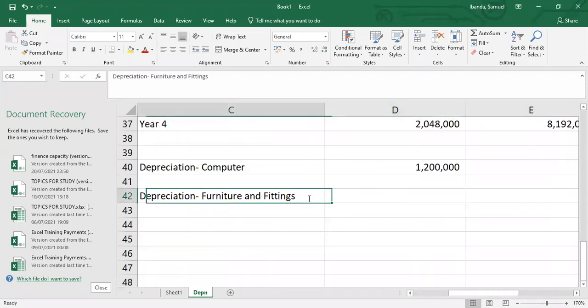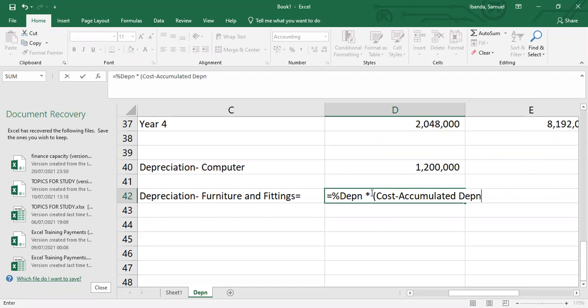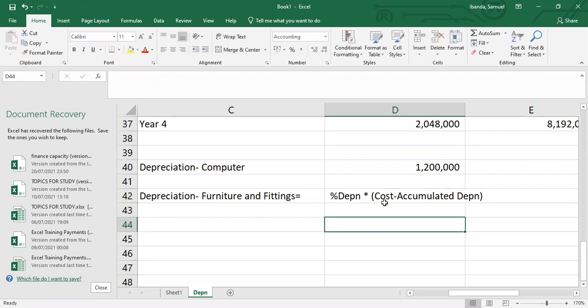The depreciation will equal, remember, we said, the percentage of depreciation times bracket cost minus accumulated depreciation. So this is the formula.